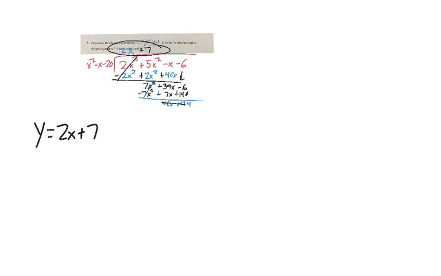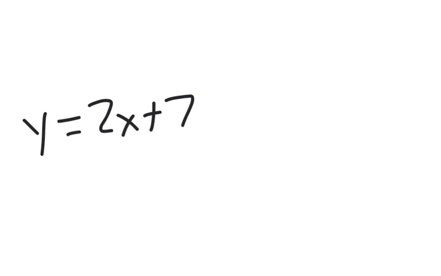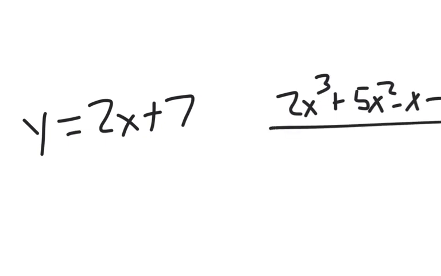If your graph still didn't look like that, then you probably typed it in wrong, and we can figure that out. Oh, this is not going to work, is it? Nope. Okay, so if I go to the other page, I'm wanting to know, where does the oblique asymptote y equals 2x plus 7 intersect the graph, which was 2x cubed plus 5x squared minus x minus 6 over x squared minus x minus 20. This may not have been a good idea.